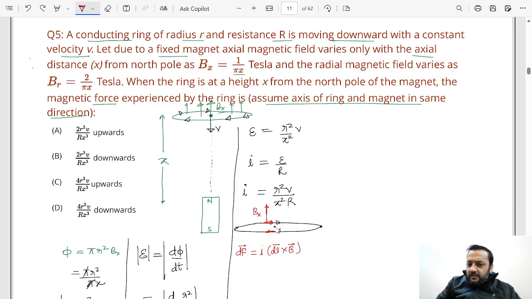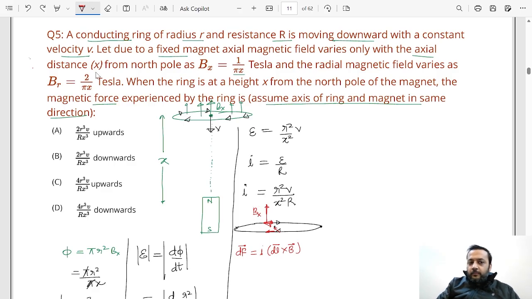What I'm trying to tell you here is that for every small dl element, the direction of dF is pointing towards the center because of this magnetic field Bx. So the vector sum of these dF's, like this dF and this dF, will cancel out. This will not create any net force. So this component of the magnetic field does not create any net force.